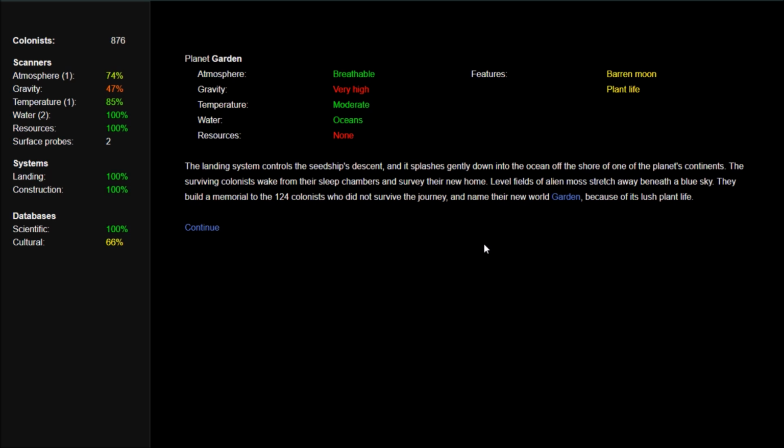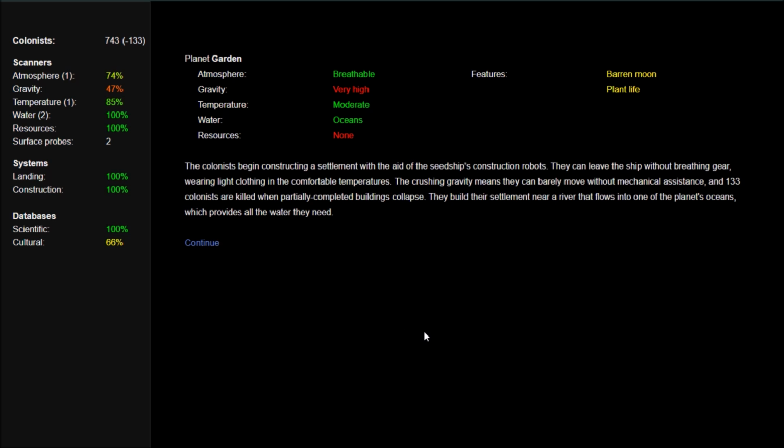Surviving colonists wake from their sleep chambers and survey their new home. Level fields of alien moss stretch away beneath the blue sky. They build a memorial for the 124 colonists who did not survive the journey and name their new world Garden because of its lush plant life. Colonists begin constructing a settlement with the aid of the Seedship's construction robots. They can leave the ship without breathing gear, wearing light clothing, in the comfortable temperatures. The crushing gravity means they can barely move without mechanical assistance. Oh, it is very high, isn't it? I didn't see that. And 133 colonists are killed when partially completed buildings collapse.